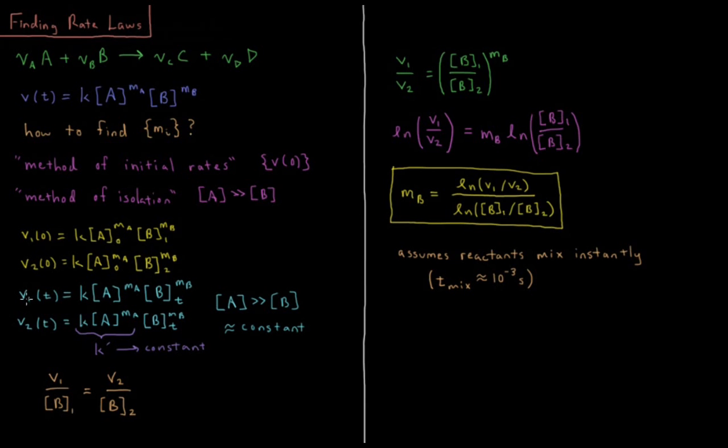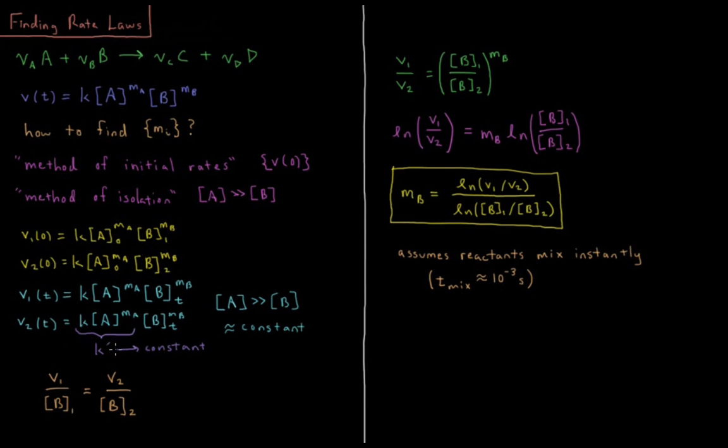Alternatively, what we could do is we could make the concentration of A huge, then the rate constant times the concentration of A to its rate power is approximately a constant, because if A is much, much greater than B, then B is the limiting reagent, and we're not going to change the concentration of A much over the reaction. So what happens here is the concentration of A is basically constant, and we treat k[A]^mA as basically a new rate constant called k prime.